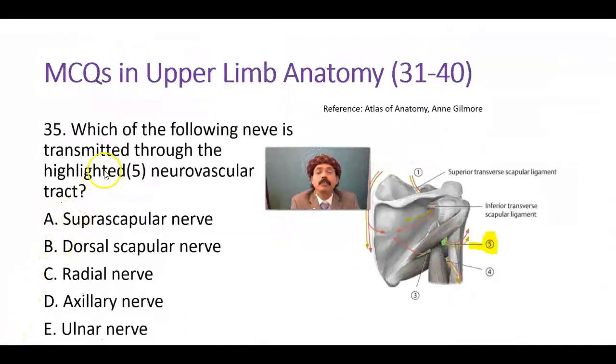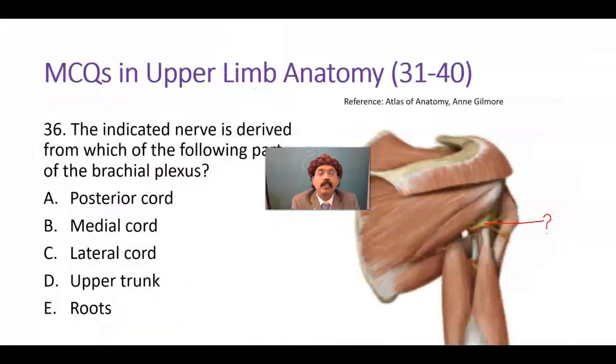Then we'll go to question number 35. Which of the following nerves is transmitted through the highlighted neurovascular tract? This is the quadrangular space. What nerve is transmitted through it? The options are suprascapular nerve, dorsal scapular nerve, radial nerve, axillary nerve, ulnar nerve. The answer should be the axillary nerve. D is the answer. Okay, we got that. Now question number 36.